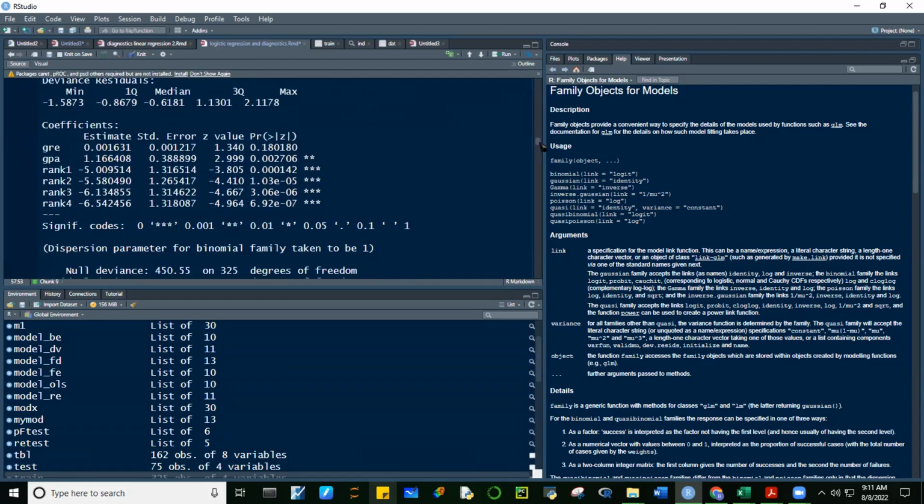Yun nga lang, ito, okay, notice na andyan dyan si rank 1. Okay? GPA is still significant. GRE seems that it's not significant, no? Kahit dito, hindi siya significant. Tapos yung mga ranks, yan, kasama lahat ng ranks. Okay, so that's an alternative, no?